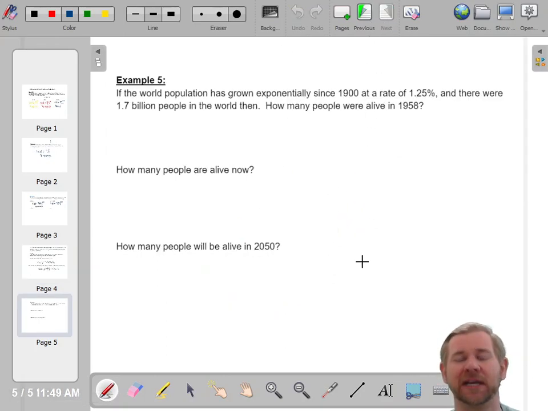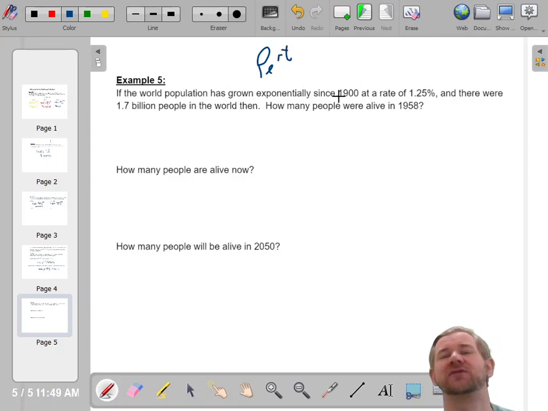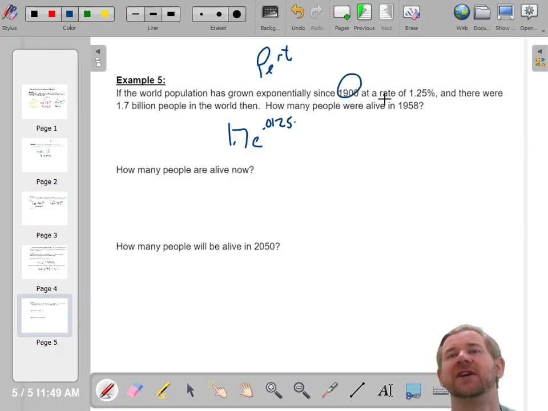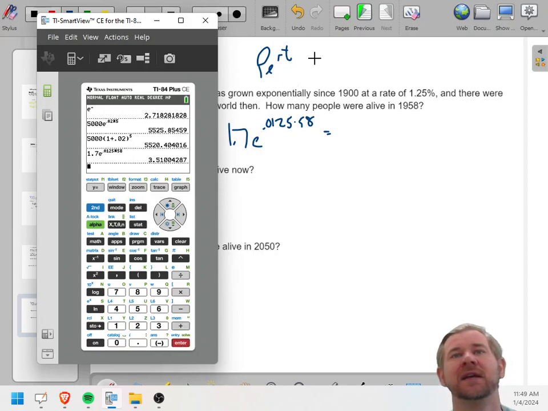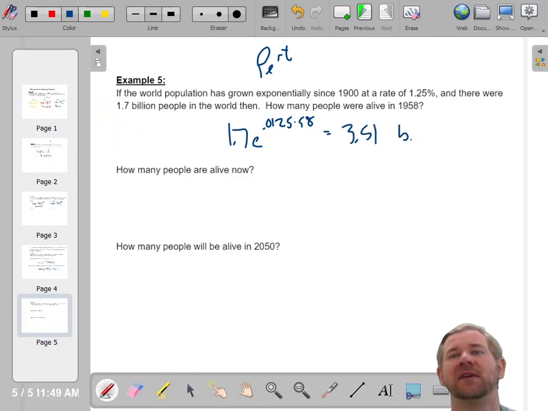And the last thing we'll do is population. We'll do this one continuously, because we just learned that formula. Again, P-E to the RT. So this says the world population has grown exponentially. It has. Anything that is a change from the previous amount is exponential, and it's about 1.25. So if we start with 1.7 billion people, and we say 0.0125, from 1900 to 1958 is 58 years. So we compound the interest, 1.7 e to the 0.0125 times 58. I don't really know how many people there were back then, but it's about 3.51 billion.